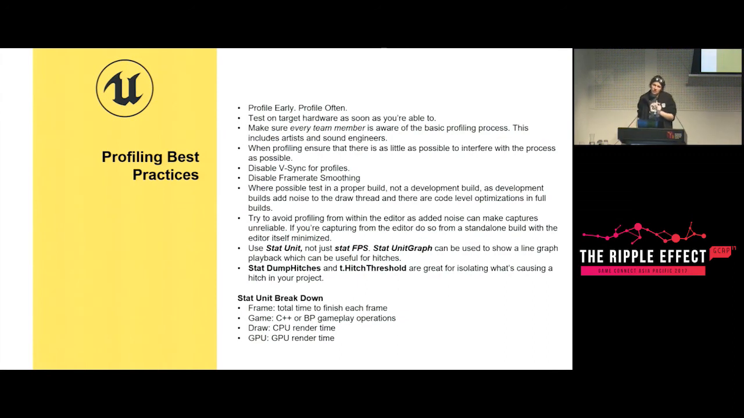This lets you set timers that say that if anything takes longer than this amount of time to run, print to the log that it took too long. That's called a hitch, and it'll say, hey, this frame took too long, and that can start helping you diagnose what's going on. Now, as far as the stat unit breakdown goes, the console command is stat unit. The frame time refers to the total time for each frame. Game is your C++ or Blueprint operations. Your draw time is your CPU render time, and your GPU is your GPU render time.